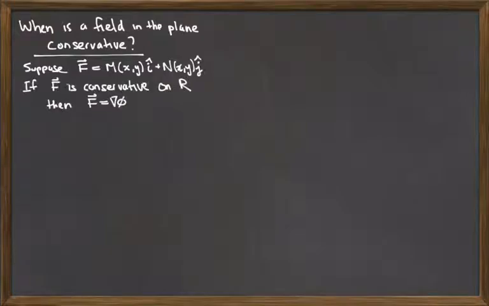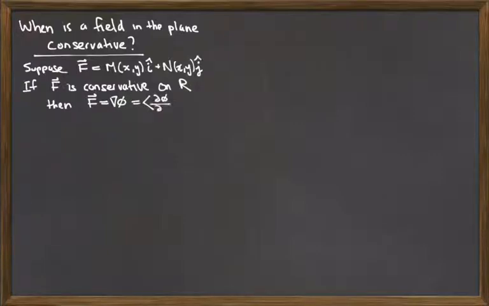Let's suppose for the time being that my field actually is conservative. So let's suppose f is conservative on some, of course we have to say where, on some region r in the plane. To be conservative means that there is a potential function which we've been calling phi, whose gradient field is in fact f. So we can write f is equal to the gradient of this function phi.